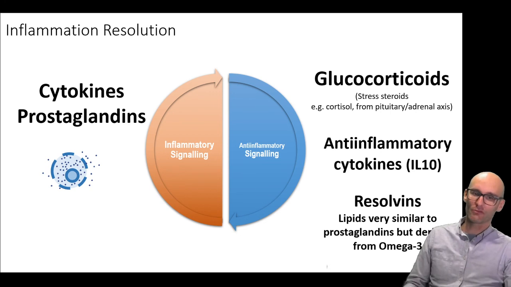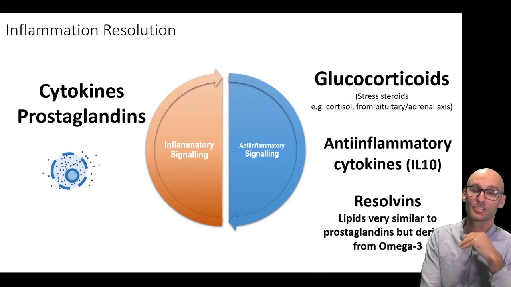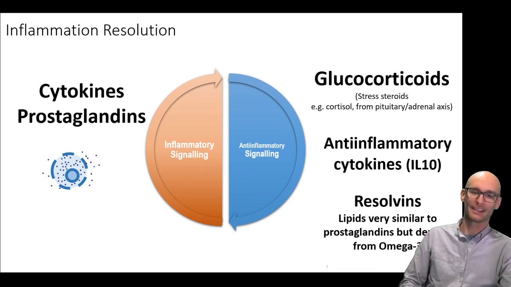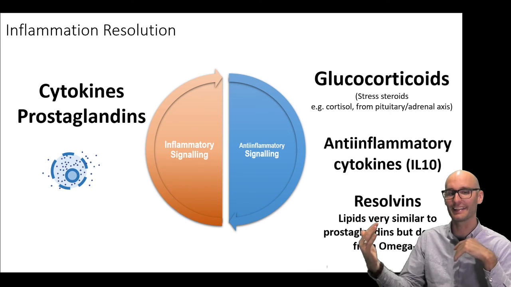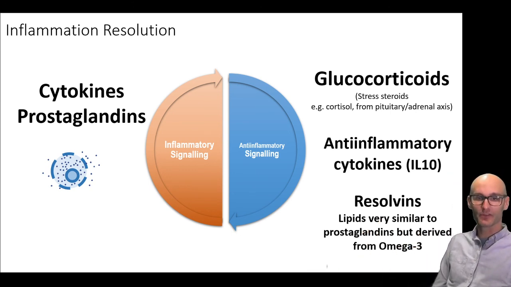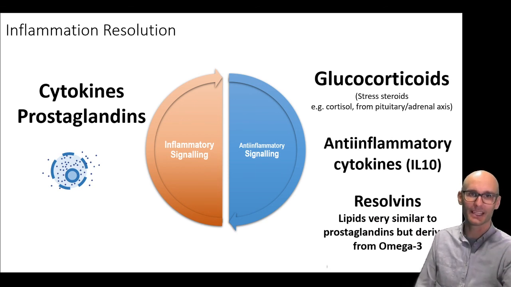And then there are also resolvins, and these are lipids. These are a lipid that are produced from digestion of other lipids. So it's very similar to a prostaglandin. This is the yin to the prostaglandin yang, resolvins, and they are produced by enzymatic digestion of lipids, and in this case it's omega-3. And so this is probably why you've heard taking omega-3 supplements is anti-inflammatory.